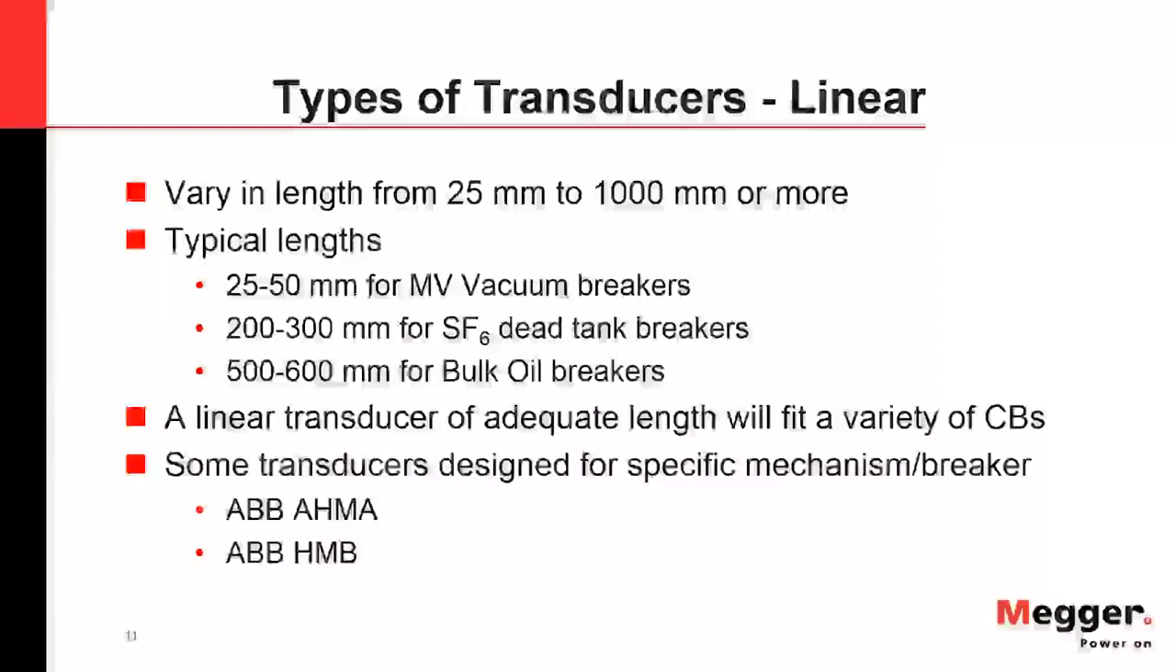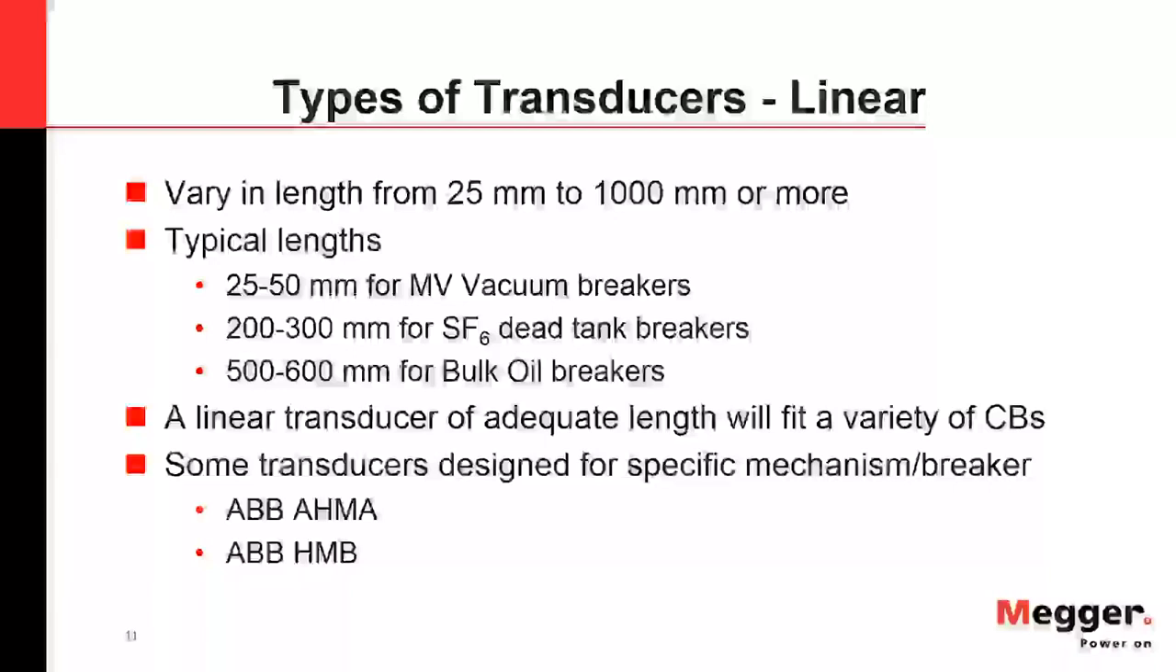Looking at linear transducers, these come in a variety of types and lengths, of course. I've seen some as small as 25 millimeters or 1 inch, and I've seen them up to a meter or a yard or more for some old oil circuit breakers where you had this phenomenal stroke length that you had to measure. What I generally see is that for your medium voltage vacuum type breakers, a 25 or 50 millimeter linear transducer will do, and you want a nice small one to sit in there.